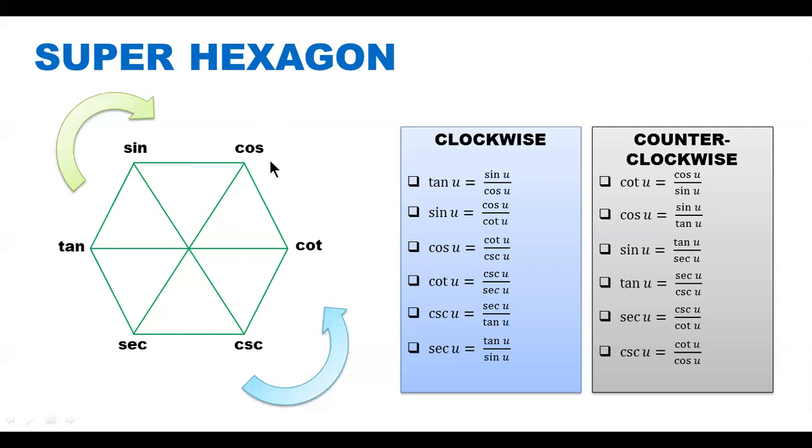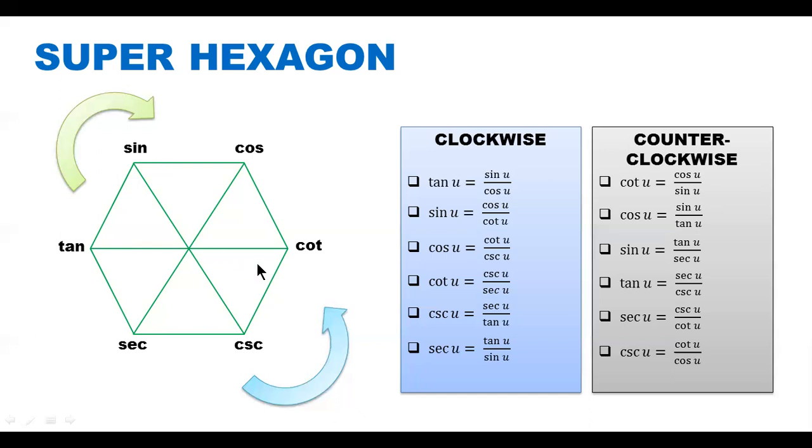So, for cosine, hinahanap si cosine u, therefore, the formula or the equivalent is cotangent u divided by cosecant u. Cotangent u, on the other hand, it would be cosecant u divided by secant u, parang umiikot lang din. And then we have cosecant u is equal to secant u divided by tangent u. And finally, secant u is equal to tangent u divided by sine u. And that's for the clockwise movement or version of this super hex.